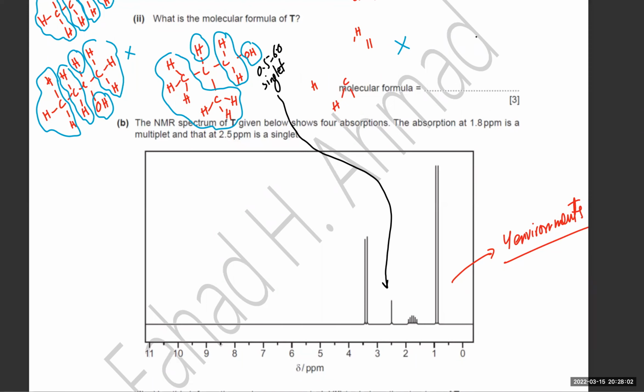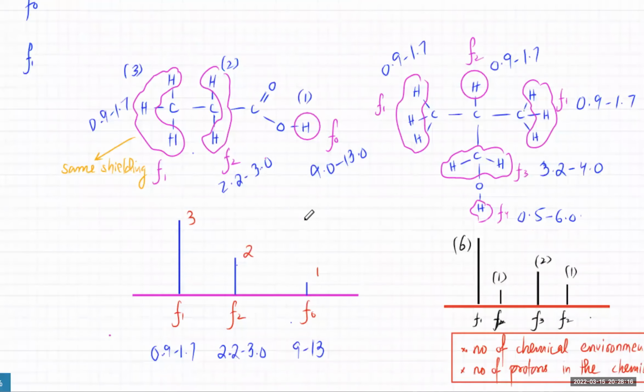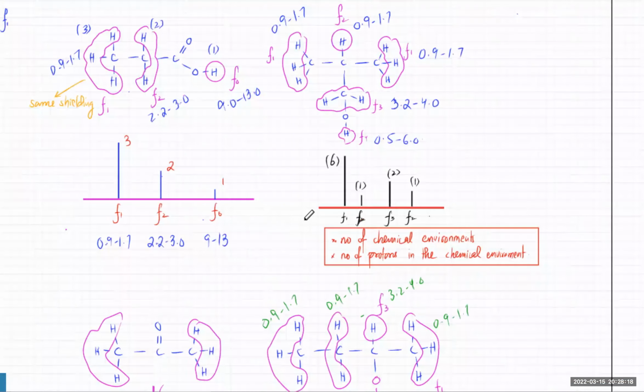Oh, yeah. There's only one singlet, right? The n+1 rule. What was the n+1 rule that we studied yesterday? It was that if the neighborhood has n hydrogen protons, it splits into n+1 peaks, right? I mean, this is what we studied last time.